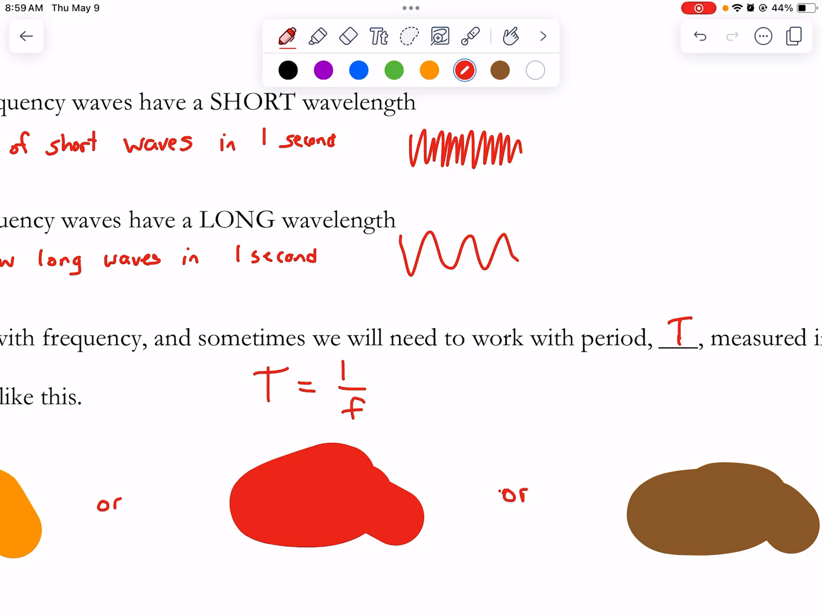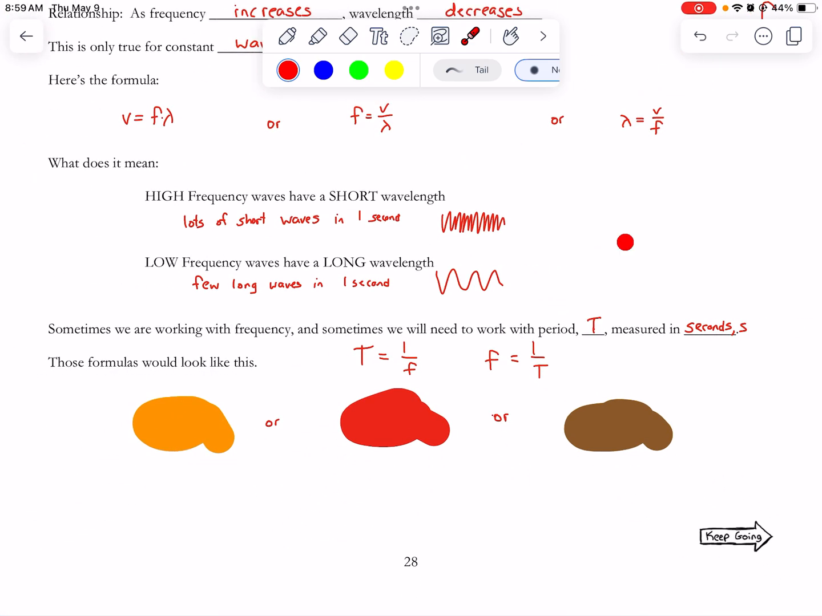So the frequency is 1 over the period. So if my wave takes 2 seconds to go by, then the number of waves that I can fit in 1 second is half of a wave. Does that make sense? So if I put a 2 right here for the number of seconds it takes to go by, then I'll only have 1/2 of a wave in that 1 second period, which should make some sense.